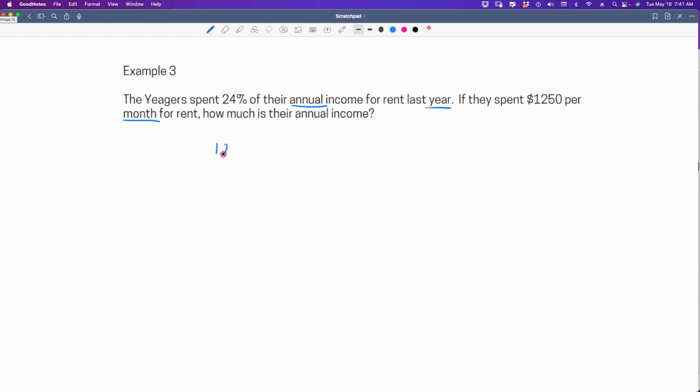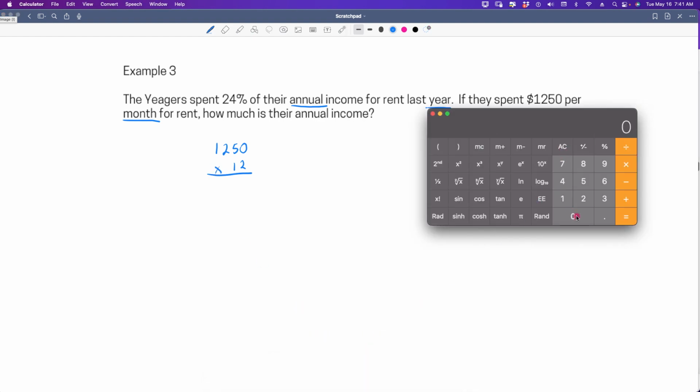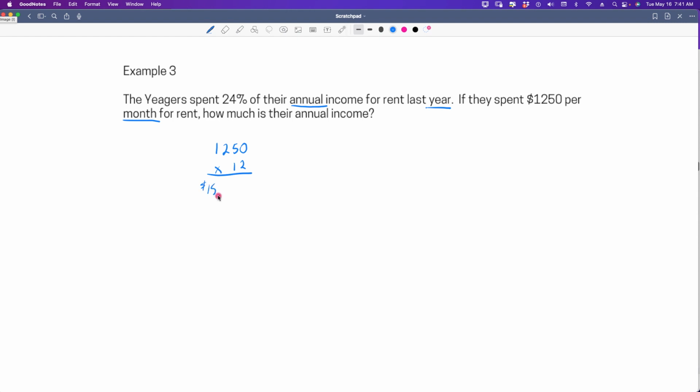So we know there's 12 months in a year, so we take $1,250 and we multiply that times 12. Let me put that there. And that is going to be, pull up my calculator. Feel free to use your calculator in consumer math. I am not going to require you to do a bunch of mental math. So they spent $15,000 on rent for the whole year, because this was their monthly expense, 12 months in a year. So this is how much they spent in a year on rent.